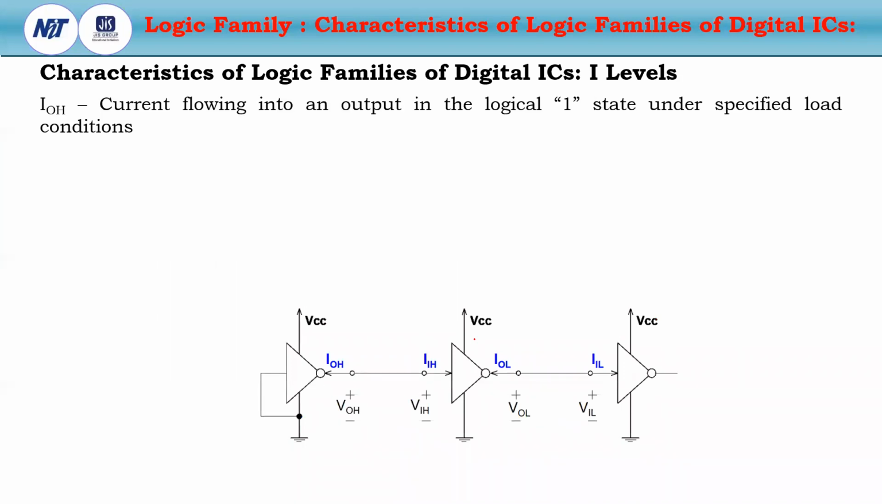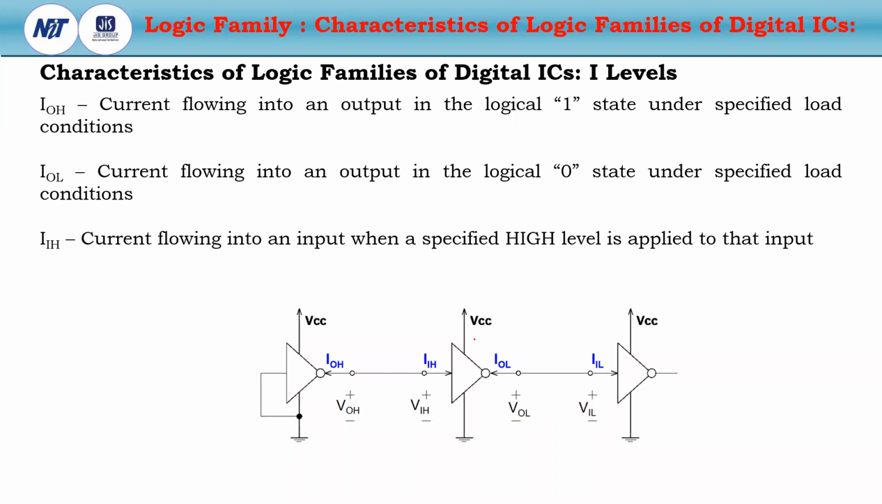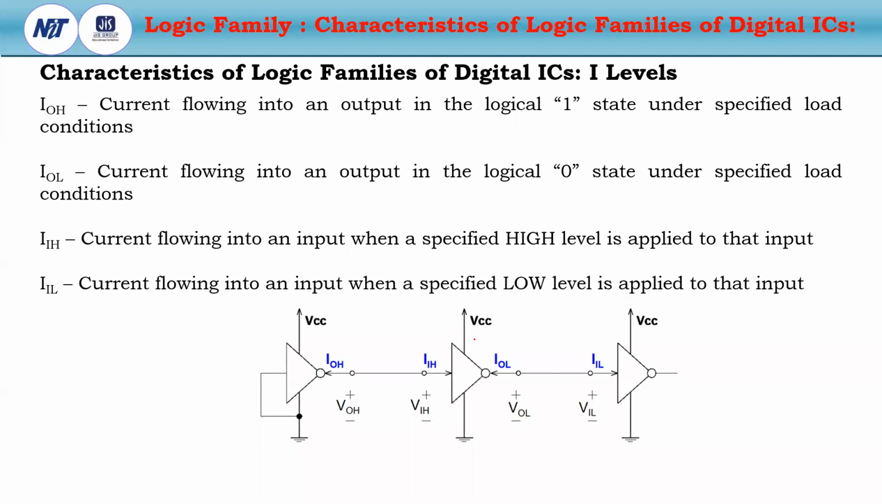IOH, the current flowing into the output in the logical 1 state under the specified load condition. IOL, current flowing into an output in the logical 0 state under the specified load condition. IIH, current flowing into the input when a specified high level is applied to the input. And IIL is the current flowing into an input when a specified low level is applied to the input.